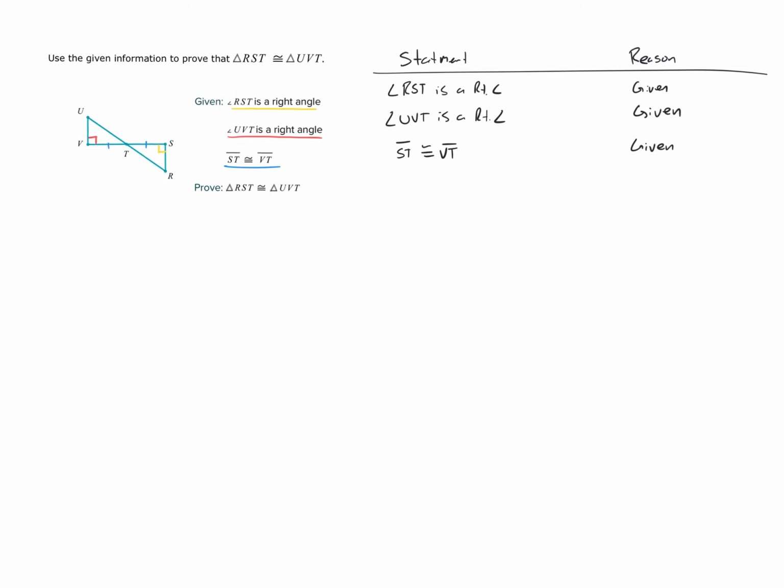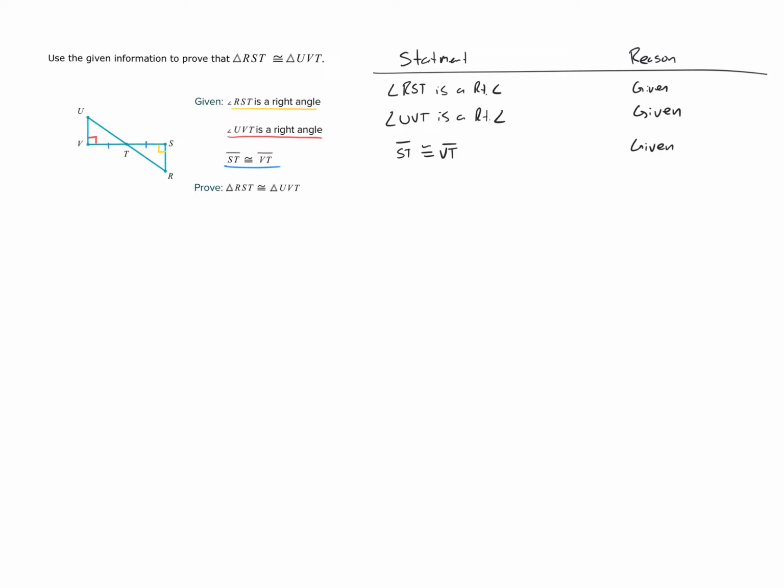Alright, this one says, use the given information to prove that these two triangles are congruent. So I've kind of pre-made marks. This yellow one here is a right angle, and this one over here is a right angle. And I also know that this segment is the same as this segment. So I've inserted these three into my proof.